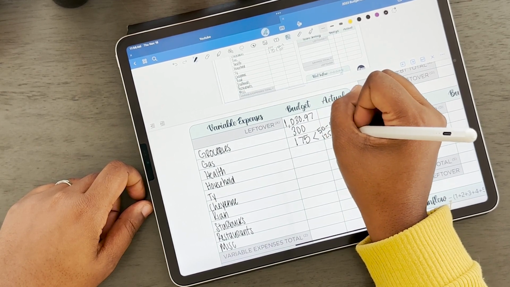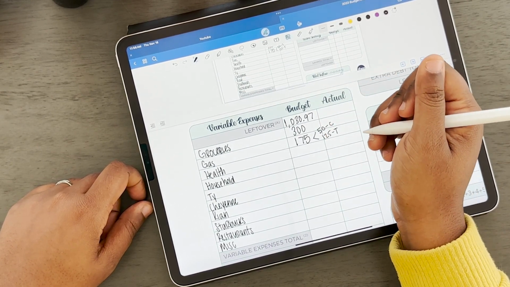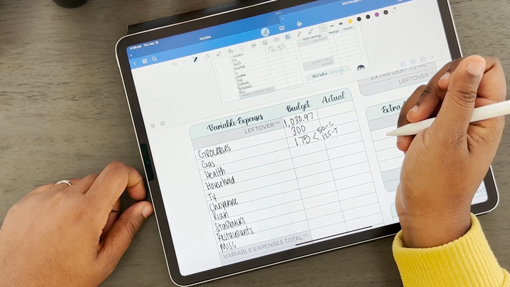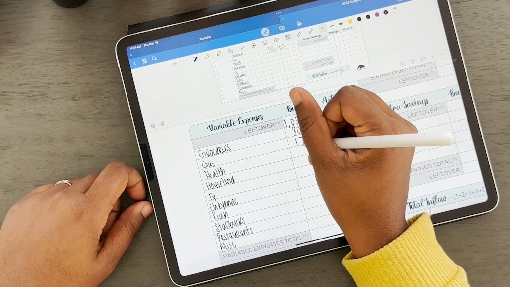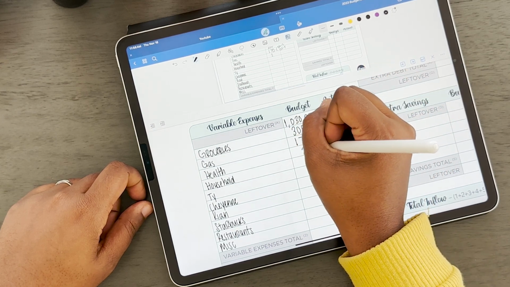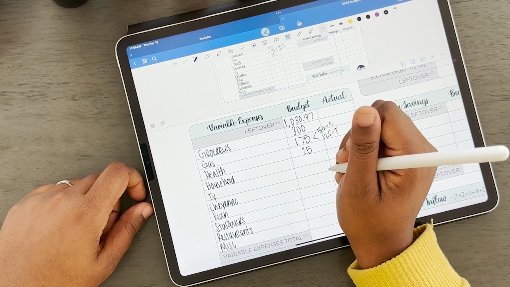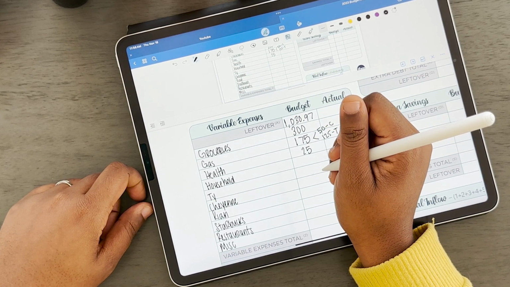125 for Ty. Ty does drive an hour one way to work, and she does that 6 days a week, so she typically always needs more gas than I do. Health, I'm gonna do 25. Don't see us needing anything this week, but just wanna have some money in case we do.